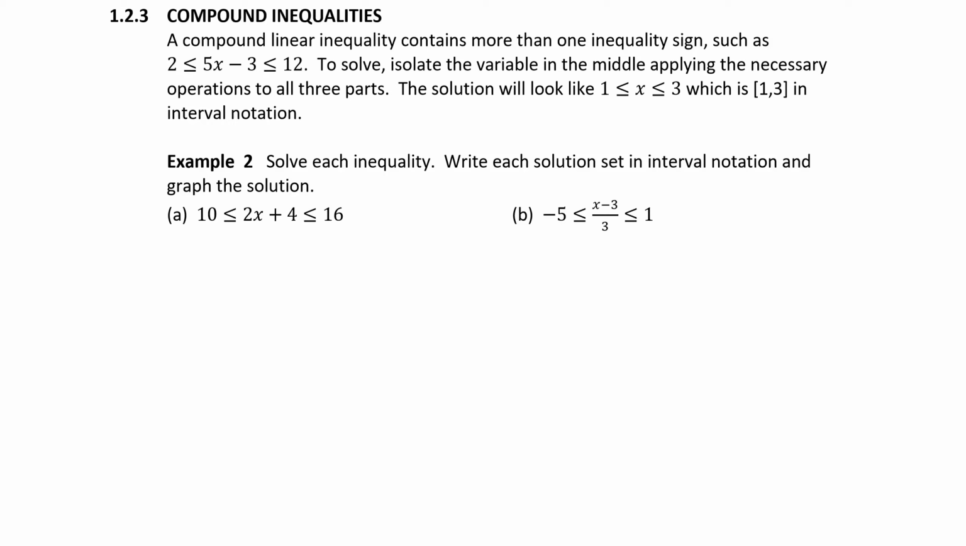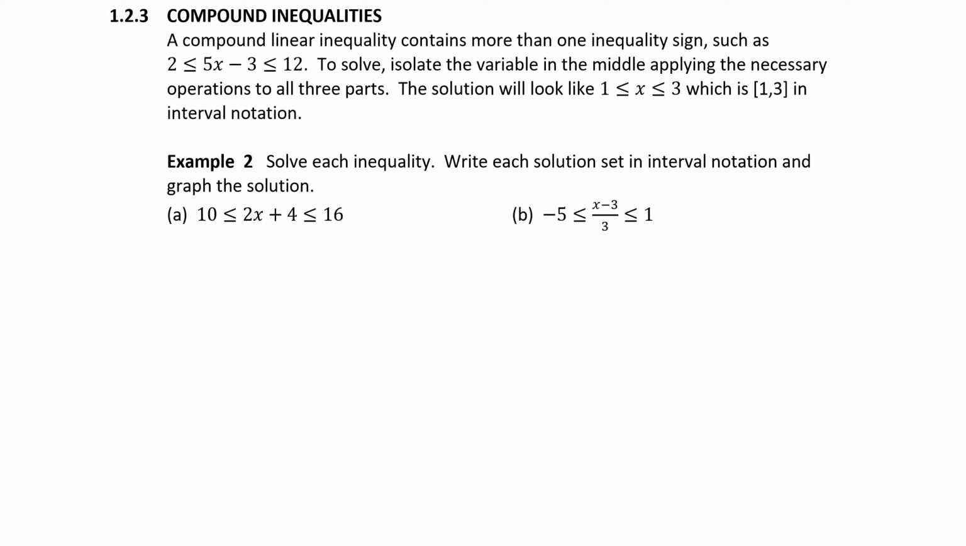Section 1.2.3, Compound Inequalities. A compound linear inequality contains more than one inequality sign, such as 2 is less than or equal to 5x minus 3 is less than or equal to 12. To solve, isolate the variable in the middle, applying the necessary operations to all three parts. The solution will look like 1 less than or equal to x less than or equal to 3, which is bracket 1 to 3 bracket in interval notation.